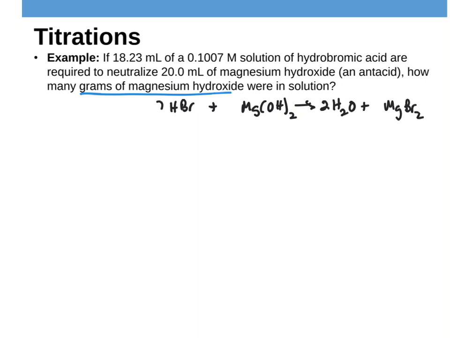So if I balance this all out, looks like I need 2 HBr, and I make 2 waters. Yep, should be all balanced. 2 bromines on either side, 1 magnesium on either side, 2 oxygens on either side. Perfect. So I've got my known, unknown, conversions.